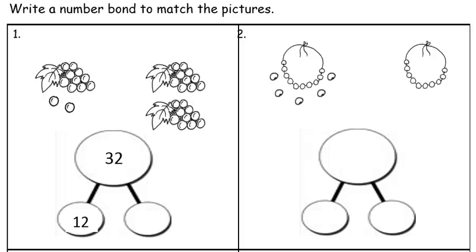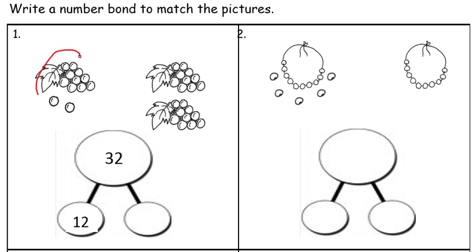This tutorial is for first grade, Module 4, Lesson 12. In this lesson, we're going to use pictures, number bonds, and place value charts to help us add groups of tens to two-digit numbers. For example, in problem number 1, I have some grapes.